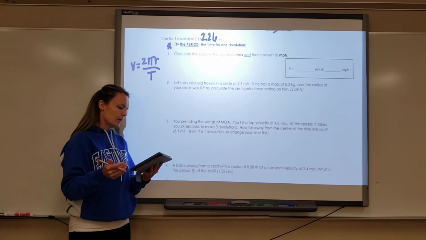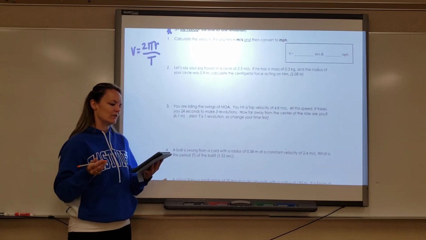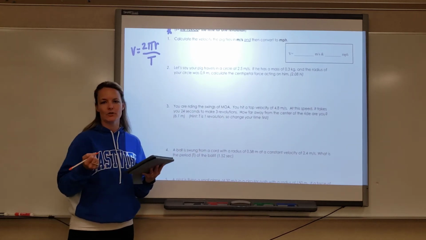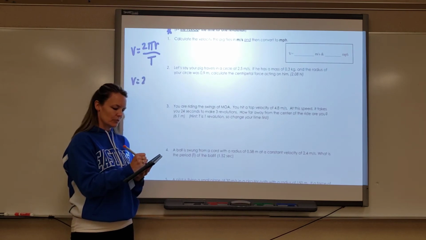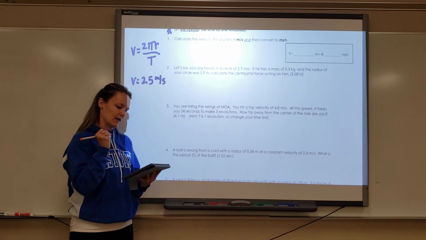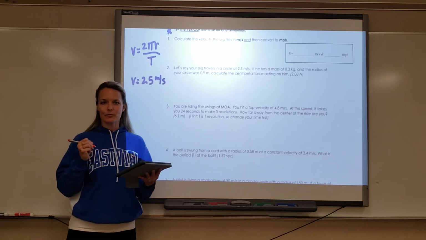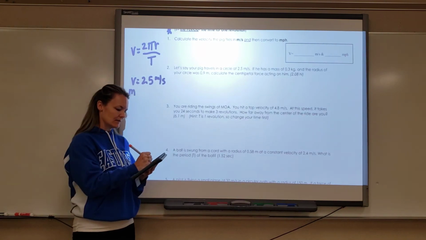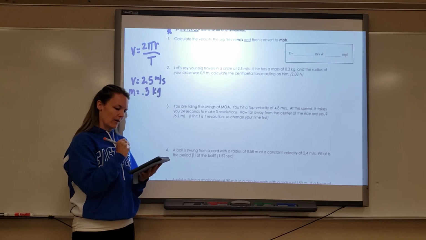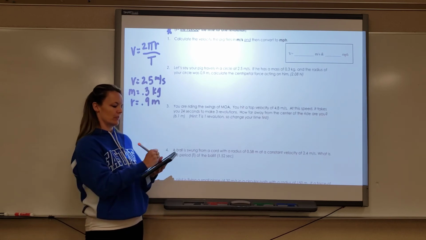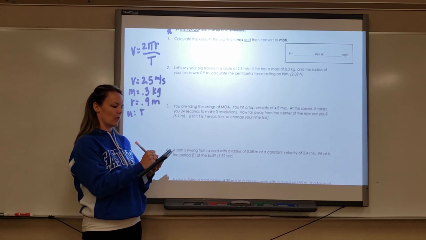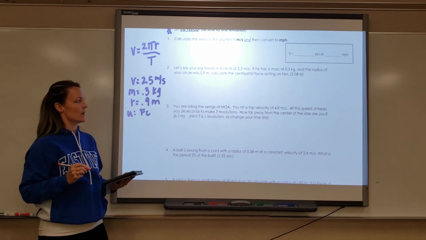Number 2, let's say your pig travels in a circle at 2.5 meters per second. That's my velocity, so V equals 2.5 meters per second. If he has a mass of 0.3, so my mass is 0.3 kilograms, and the radius of my circle was 0.9 meters, calculate the centripetal force. So I am looking for the centripetal force as my unknown.